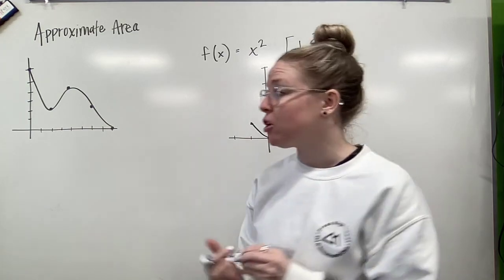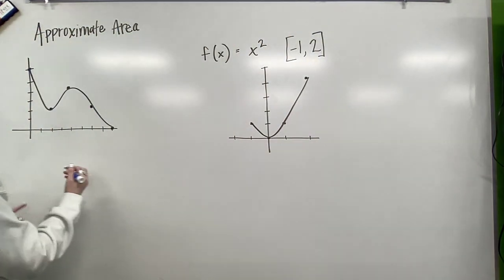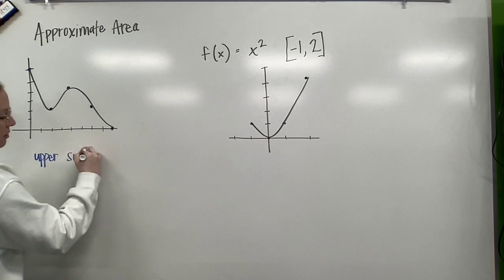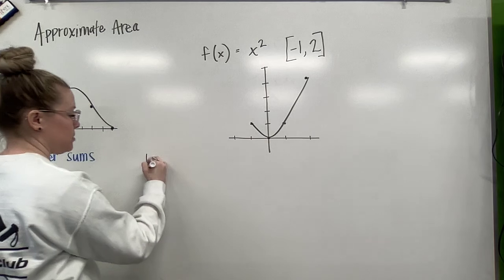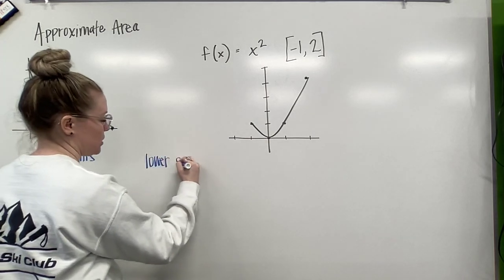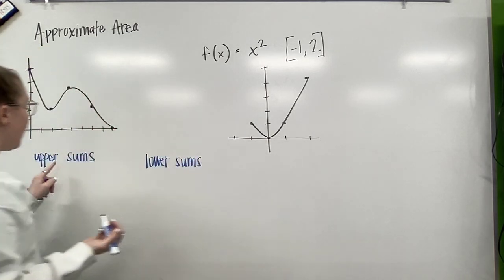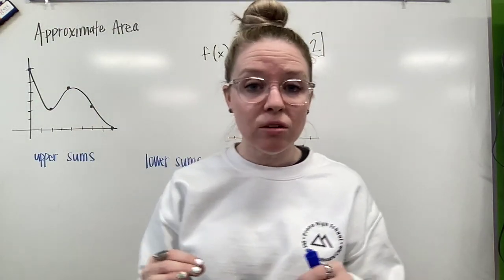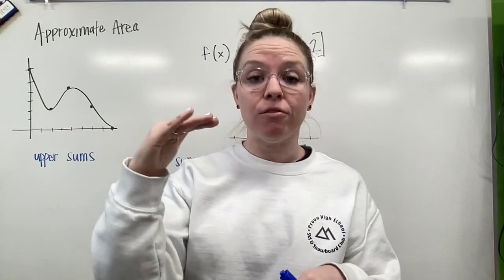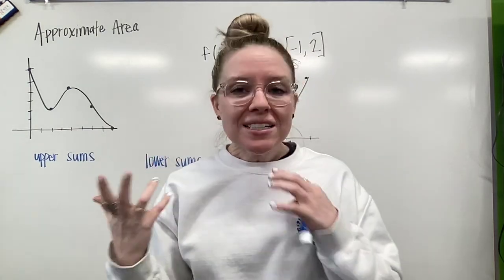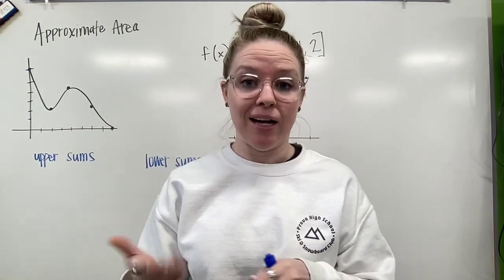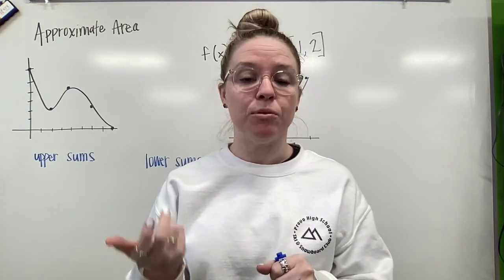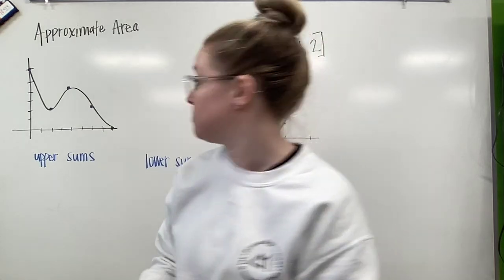And today what we're going to be looking at, they are called upper sums or lower sums. So upper sums and lower sums. Upper sums, what we're going to do is build rectangles that are going to go above the curve. Rectangles are really easy to find area, length times width, base times height, whatever you want to call it. Really simple, so we're going to use rectangles.